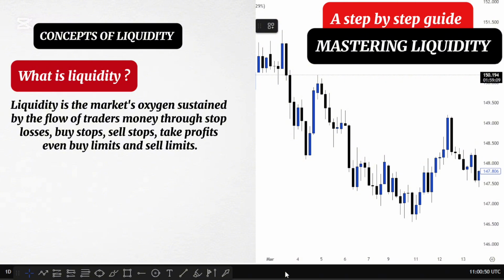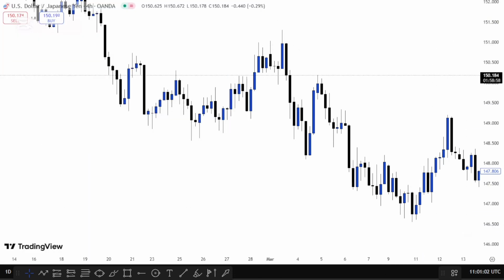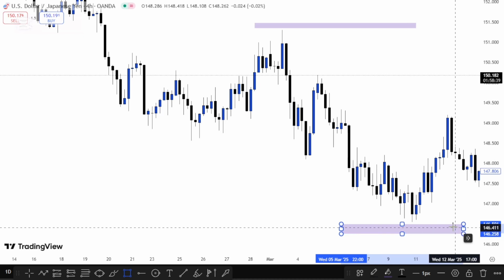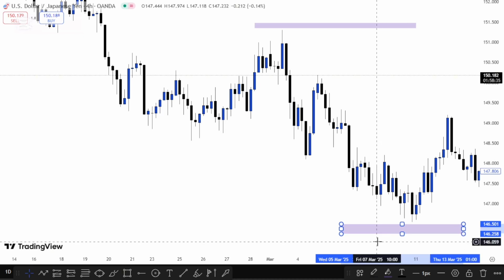Liquidity. So liquidity pools are areas where money rests the most in the market. Such areas are highs and lows of the market. So whenever you see a high and low, there's liquidity resting above those areas and below those areas. So liquidity often exists above the highs and lows of the market. Those areas always contain liquidity pools.